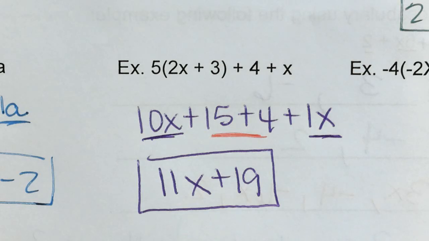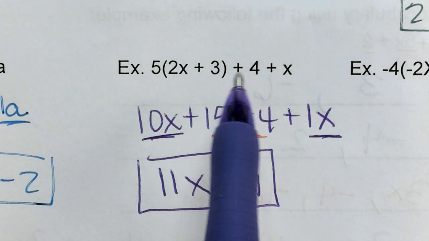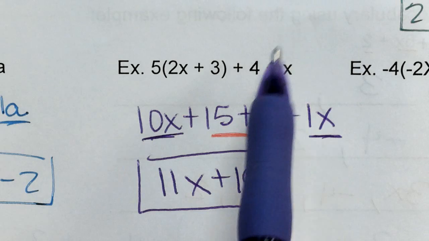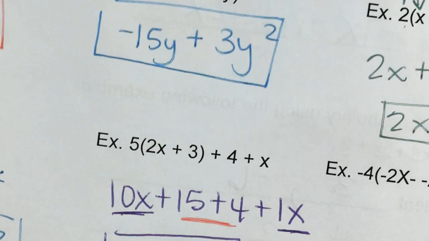Did everybody get 11x plus 19? When you distribute, you should have gotten 10x plus 15 and then written plus 4 plus, and what coefficient does that x have? A 1. Then you go combine like terms. Yes? Flip to the very last page.